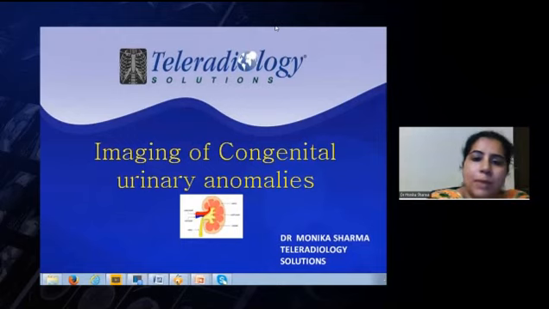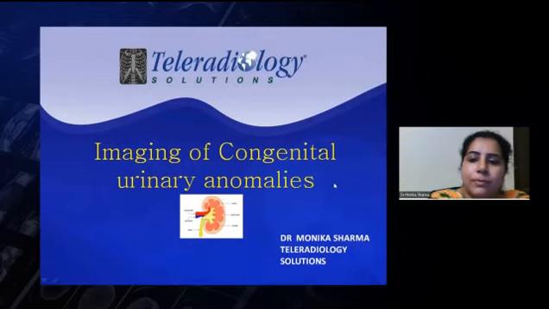Today's topic of discussion is imaging of congenital urinary anomalies. I'll be discussing mainly the kidneys, ureters and bladder. Anomalies of kidneys and ureter occur in 3 to 4% of neonates.